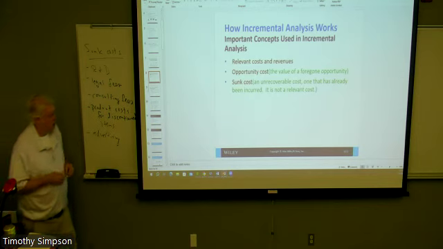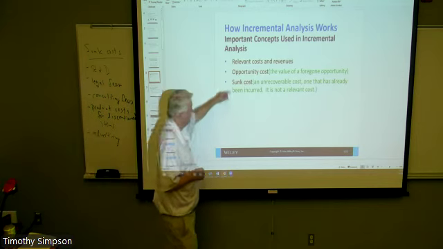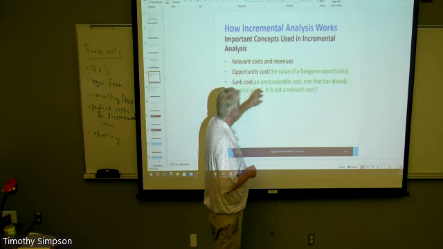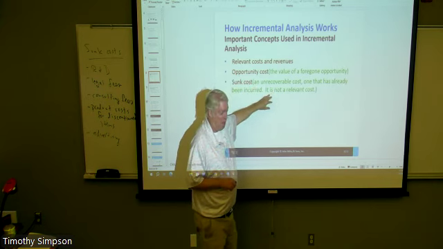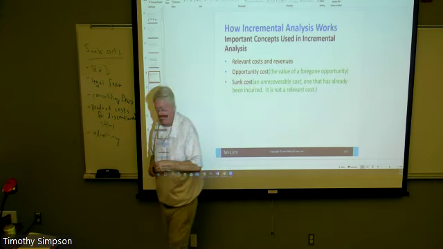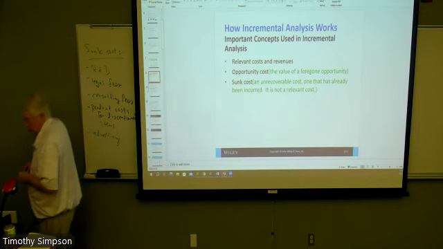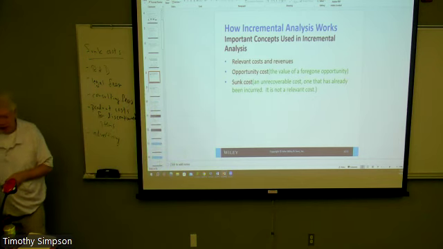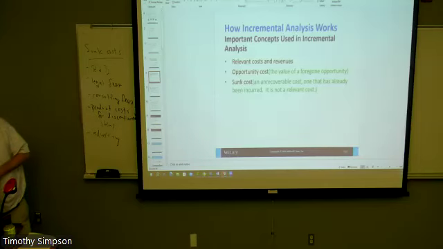What's the point though? The point is it's not a relevant cost. We're going to say that opportunity costs are relevant, but sunk costs are not relevant. And the reason why is because it doesn't matter, they're never going to be recoverable. We can't get them back. It's spilled milk, it's done. Okay? All right. Any questions so far about anything we've talked about here?